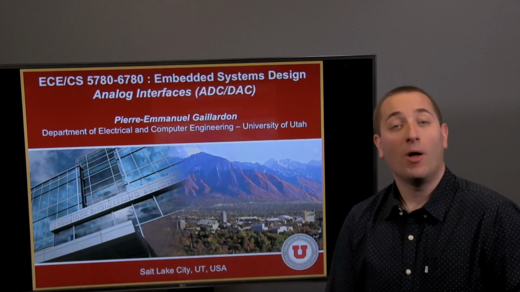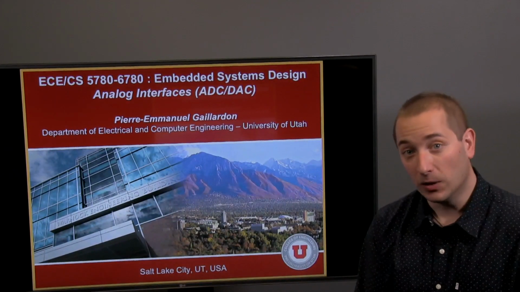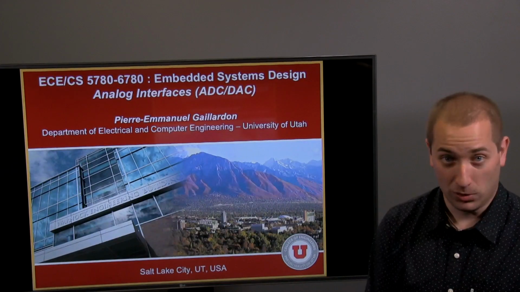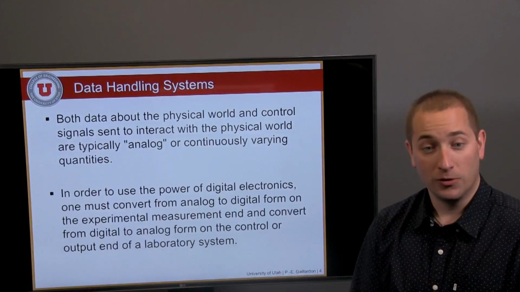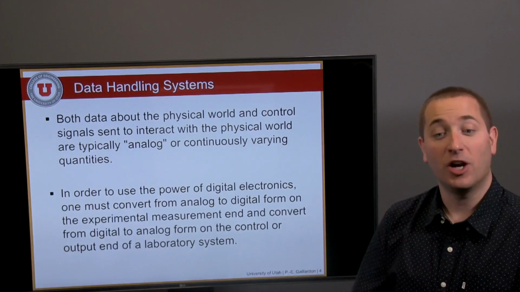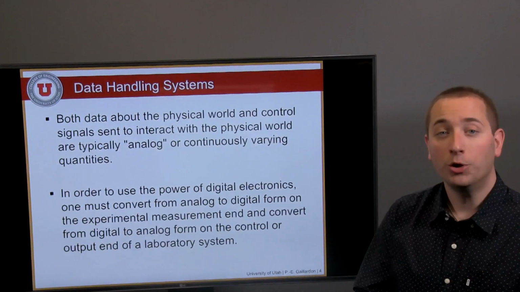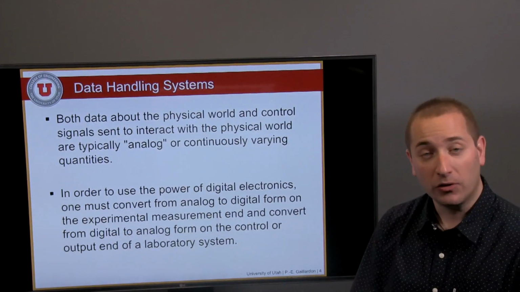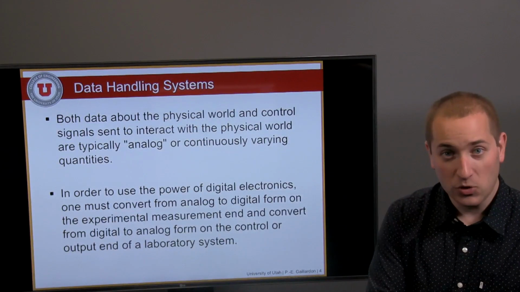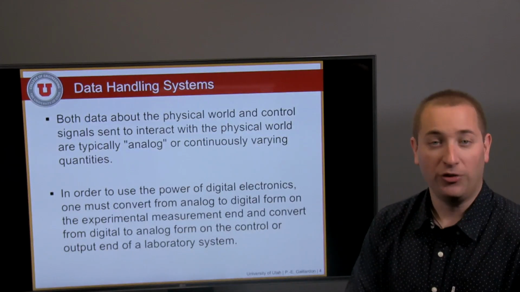We're now going to talk about analog interfaces. Analog interfaces are fundamental in embedded systems in order to interface with the outside world. The physical world is indeed consisting of analog signals. Everything is continuous, both in time and in values. And in order to use the power of digital electronics, we want to be able to convert those continuous values into digital signals such that we can leverage digital signal processing.